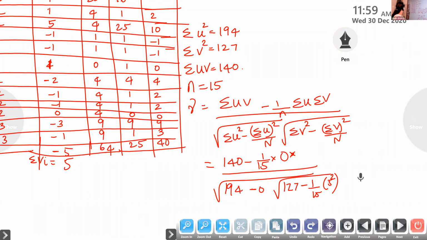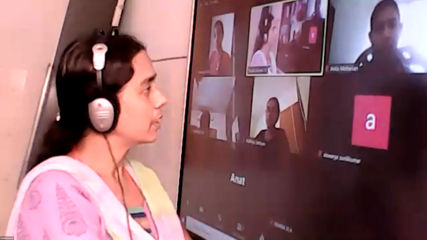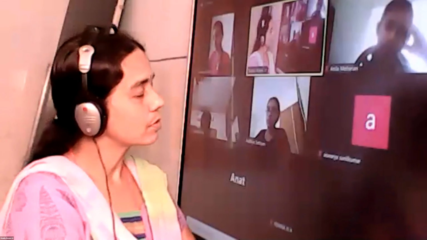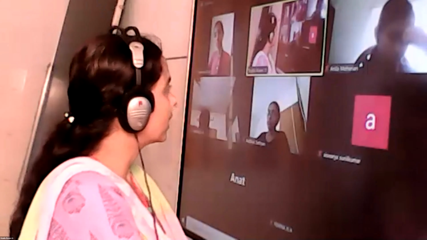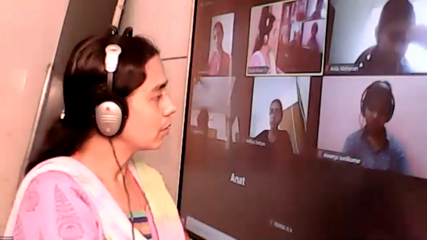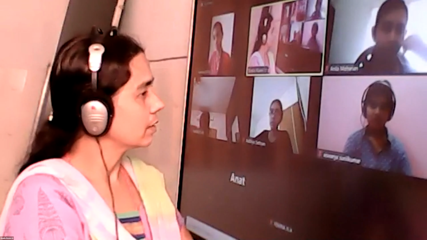Finished? Is it okay, children? So whenever xi and yi become very big in number, we will be using the assumed mean method. You take the approximately middle value as a and the other one as b, and we define ui as xi minus a and vi as yi minus b, and we find out the correlation coefficient. Is it clear? Any doubt, children?